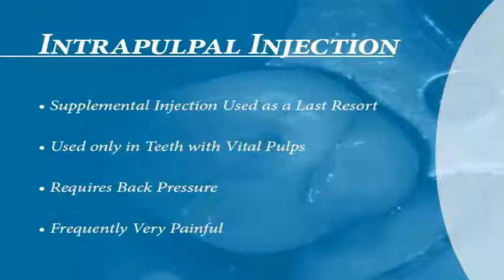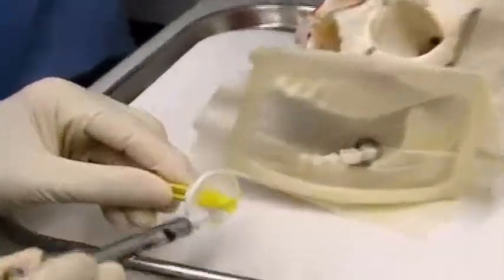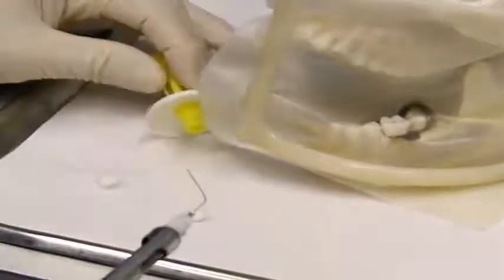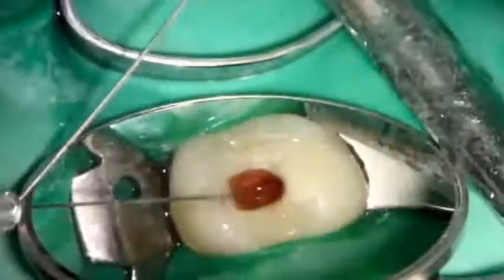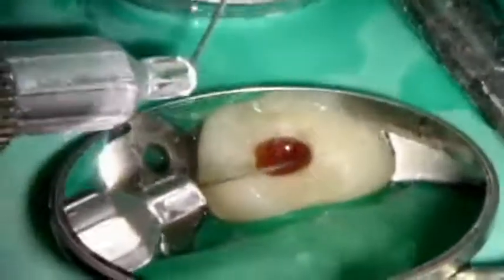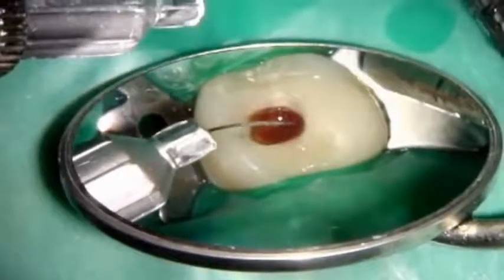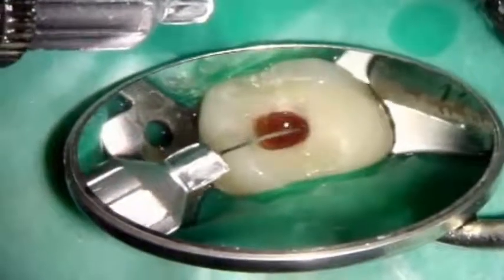The intrapulpal injection. This is a supplemental injection and is used as the last resort to obtain anesthesia in teeth with vital pulps. The needle is bent at a 45-degree angle using the needle cover. The needle is placed directly into the pulp chamber or into the canal, and it should bind upon the walls of the exposure site, which may require using different needle gauge sizes.